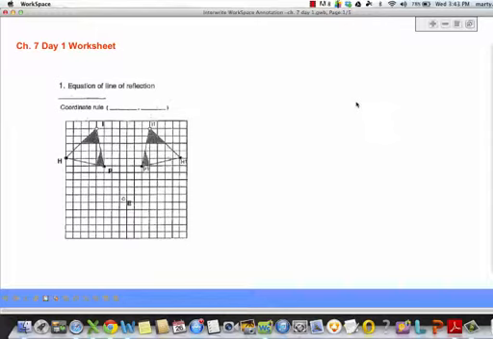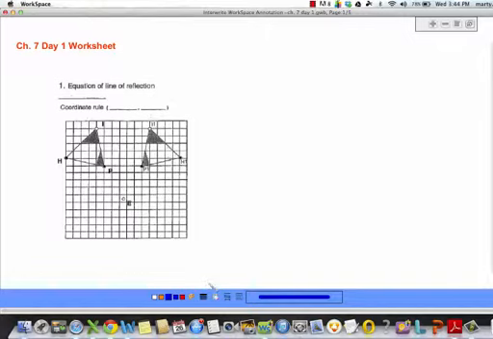Take a look at the Chapter 7 Day 1 worksheet. I believe this is the back side we're going to go with. The front side, you should have just filled in. If you read through the book, you can get those blanks filled in. The biggest thing is the line symmetry and the rotational symmetry.